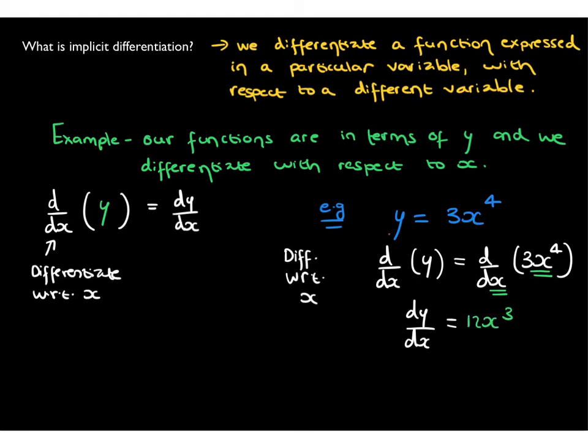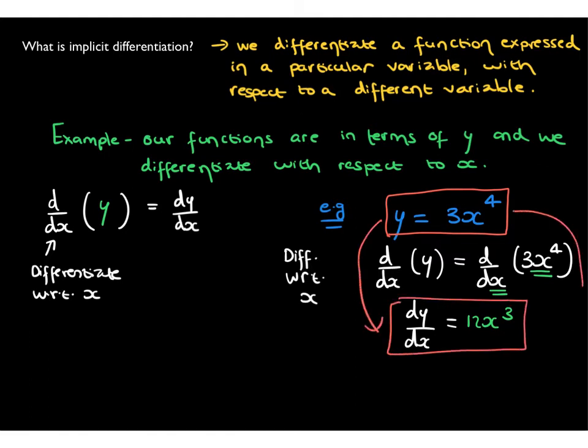Now, I suspect when learning about differentiation back in year 12, you could have gone straight from the original function to this without even thinking about it. But the reality was, on the right-hand side, you were differentiating as normal. 3x to the power 4 differentiates to 12x cubed as normal. But on the left-hand side, you were differentiating y with respect to x to give you dy by dx. And actually, that was a piece of implicit differentiation. We need to have a look at some further examples.